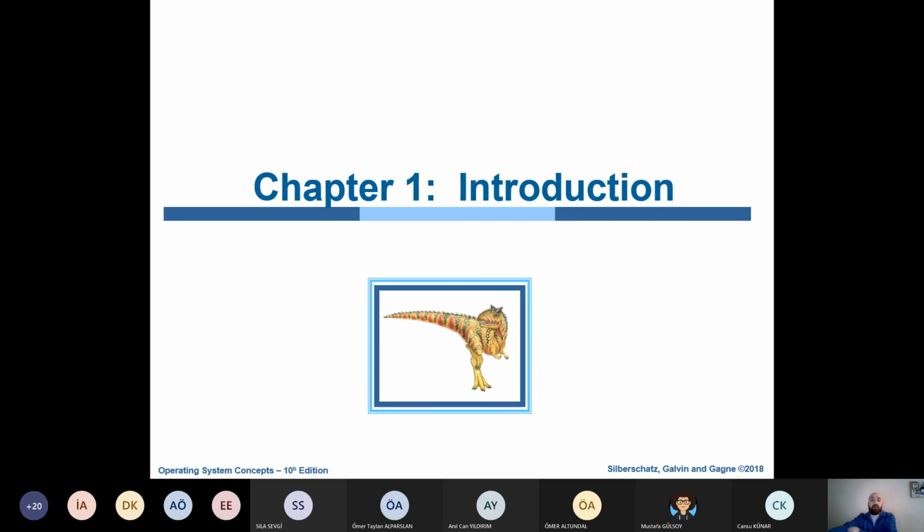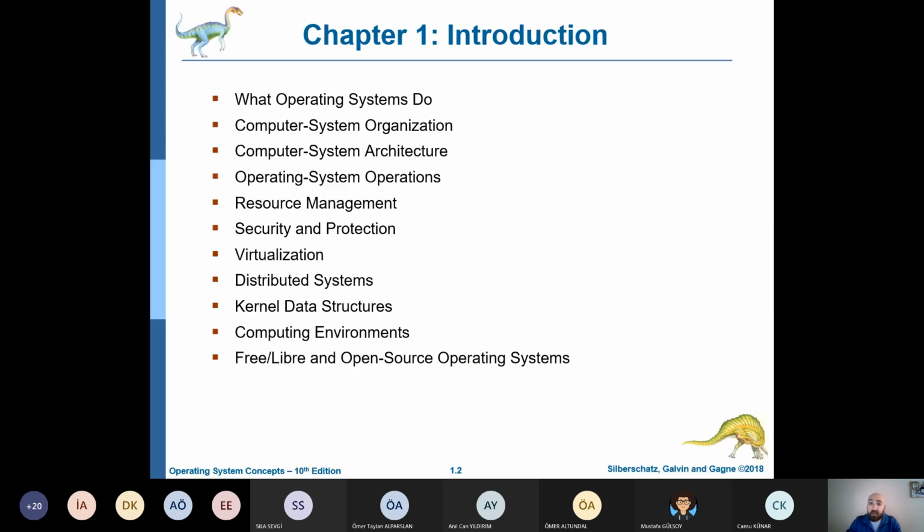Okay then. Let's start with an introduction to our operating systems course. In this chapter, we are going to cover these subjects. We are going to discuss what operating systems do. We are going to discuss computer system organization. Actually, these chapters will be covered by us briefly. We are not going to deep dive into organization or architecture because our main focus will be on operating systems. But these are some important points before discussing the main topics of operating systems.